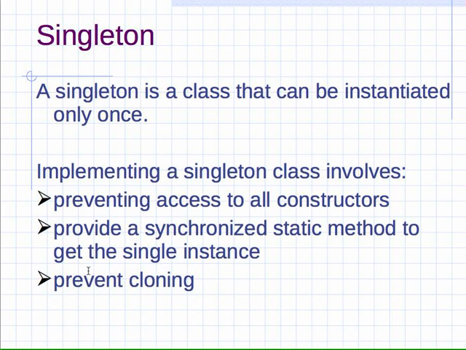Okay, so to sum up, a Singleton is a class that can be instantiated only once. Implementing a Singleton class involves preventing access to all constructors. You make the constructor private. Provide a synchronized static method to get a single instance. Making it synchronized blocks off any problems with multi-threading. And finally, we prevent cloning by overriding the clone method to just throw an exception.